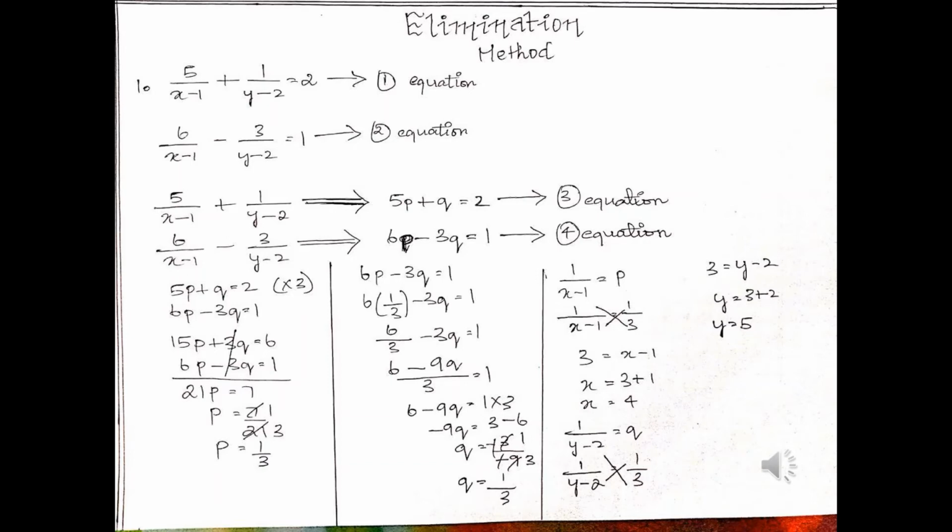Then we have to add the newly formed equation with the second equation. Then we have arrived p is equal to 1 divided by 3. By substituting a value of p in any of the equation, you will get the value of q.